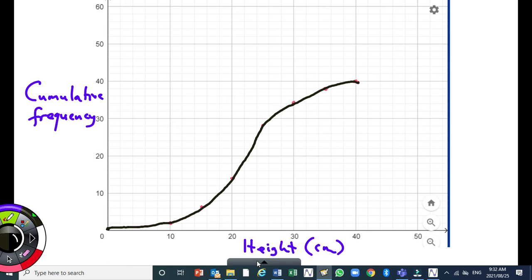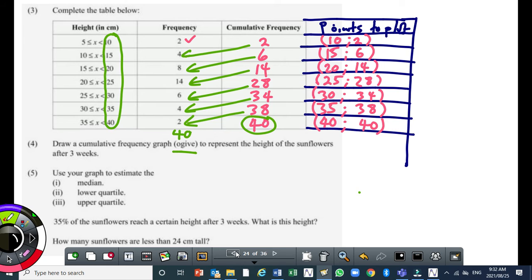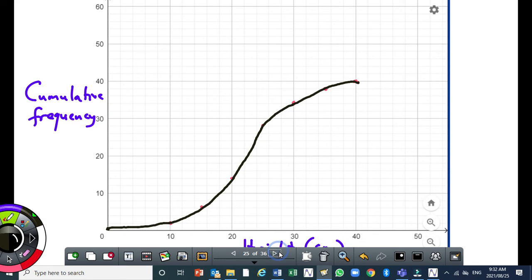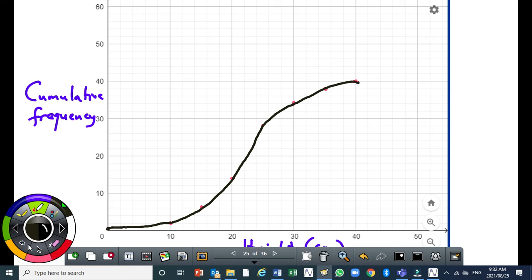Now, the next thing, after drawing it, you have to answer questions from this object. So let's answer the questions now. The next question says, use the graph to estimate the median. I'm going to write some of the formula at the top. The median Q2 position is equal to a half n. Are you following that?